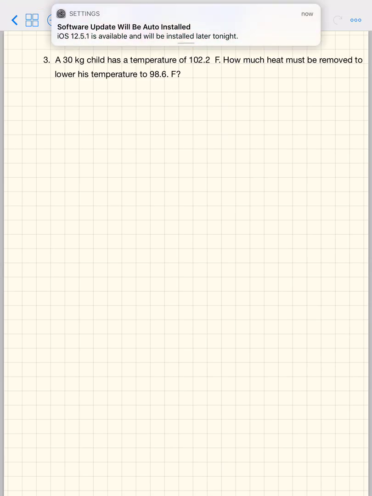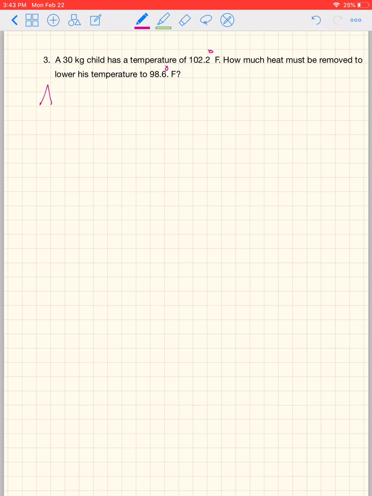All right, let's actually put this into a problem. A 30 kilogram child has a temperature of 102.2 degrees Fahrenheit. How much heat must be removed to lower his temperature? So I'm taking heat out to lower his temperature to 98.6 degrees Fahrenheit. Now the problem is I have degrees Fahrenheit here, and all of my specific heat capacities are based on degrees Celsius. First thing I have to do is convert from degrees Fahrenheit to degrees Celsius.